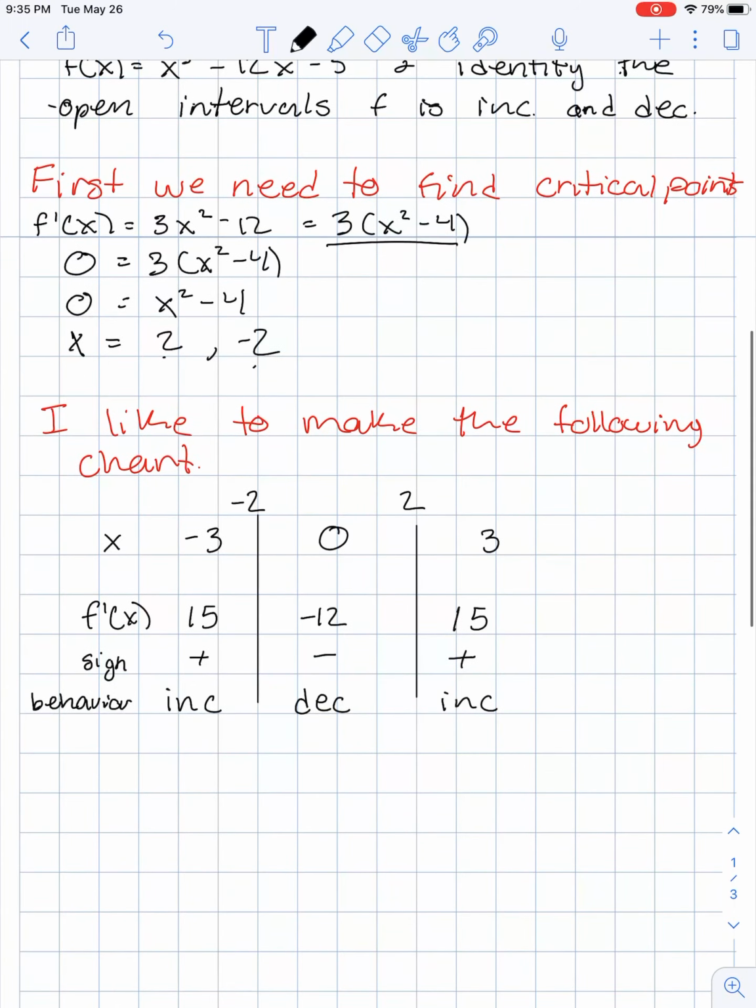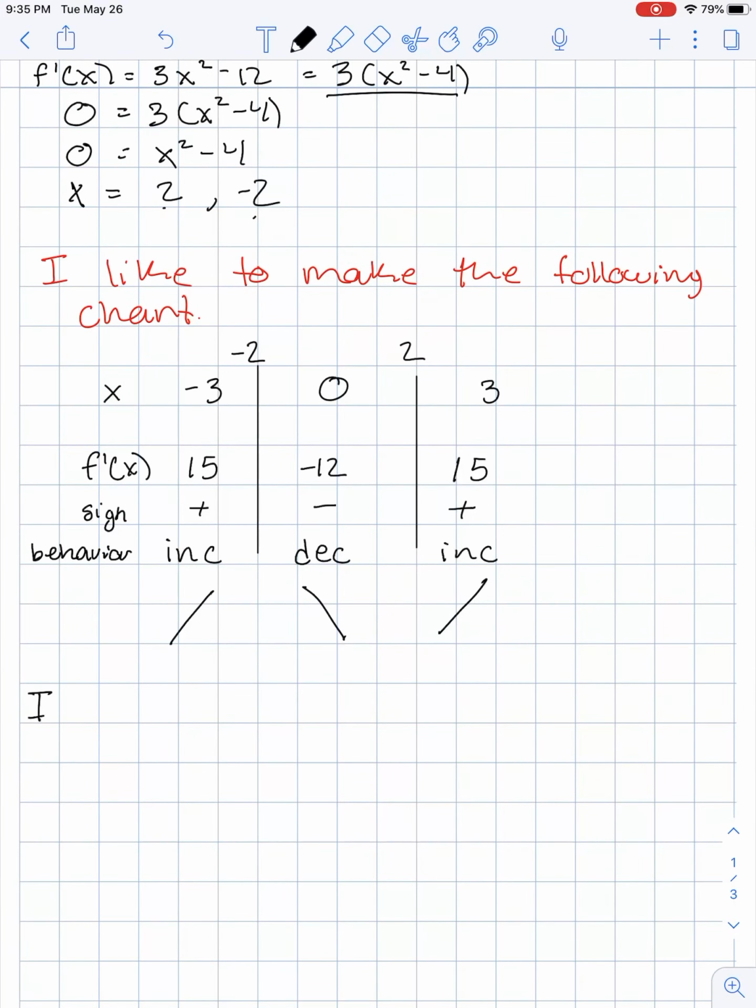And sometimes I even just like to draw a little visual. I'm increasing, I'm decreasing, and I'm increasing. And we'll get to why this is important later on when we get closer to figuring out the first derivative test.